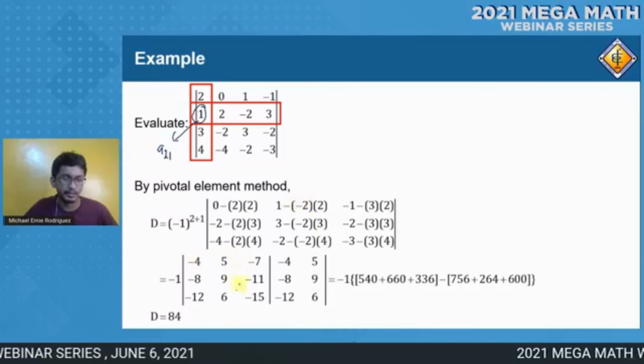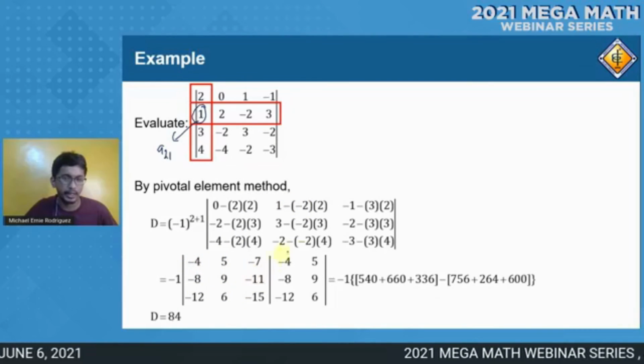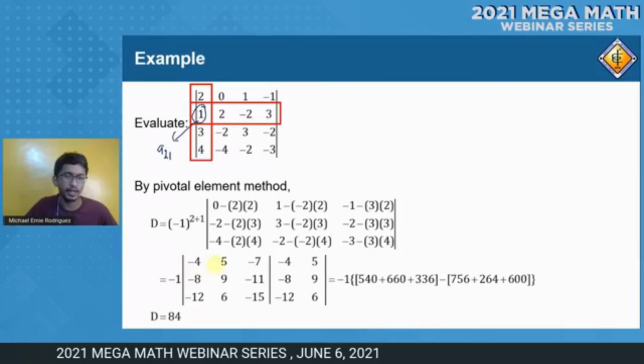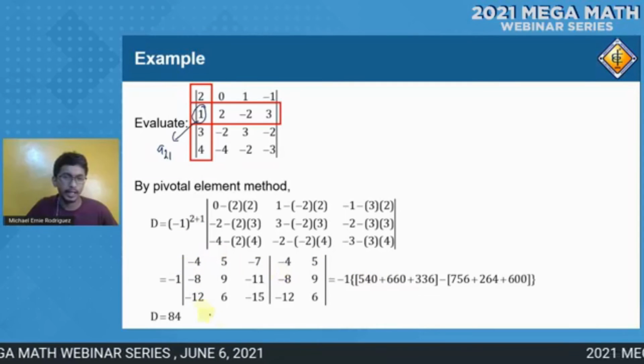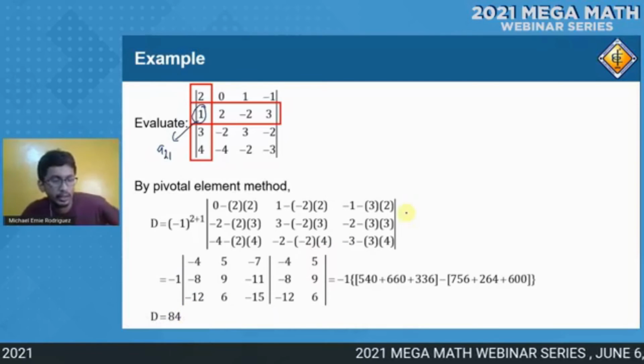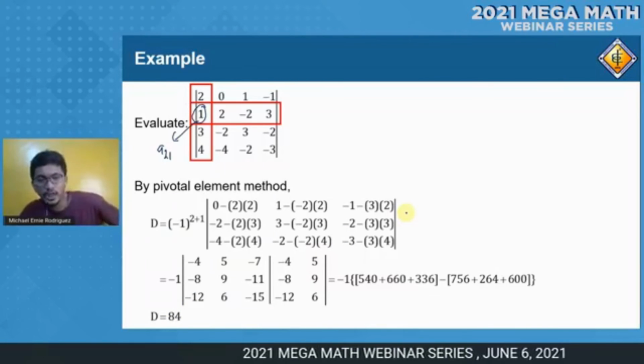So, we have this. And then, get the determinant. So, we have negative 1. Okay, so 2 plus 1 is 3. So, negative 1 to the 3 is negative 1. Then, evaluate the determinant. And then, we got the answer, 84. Okay? So, medyo matrabaho nga lang siya, di ba?